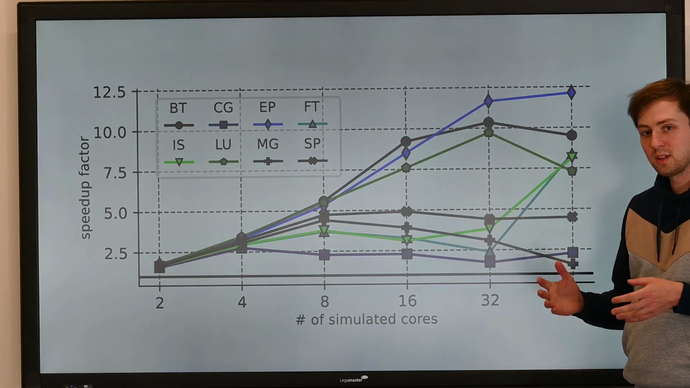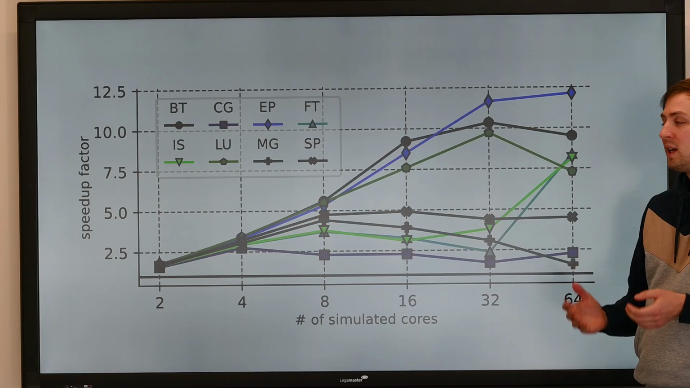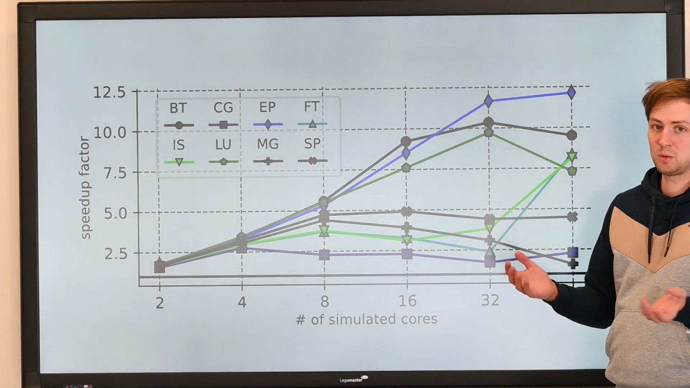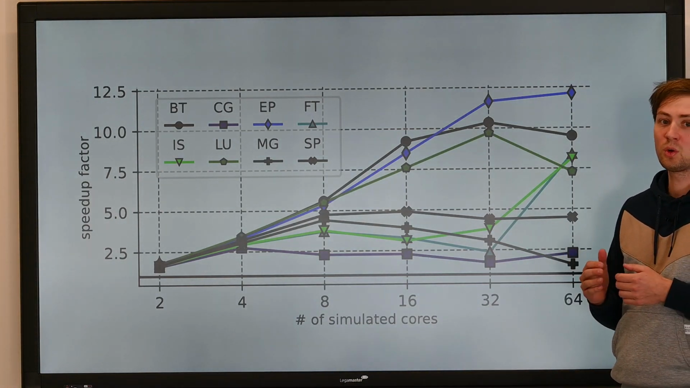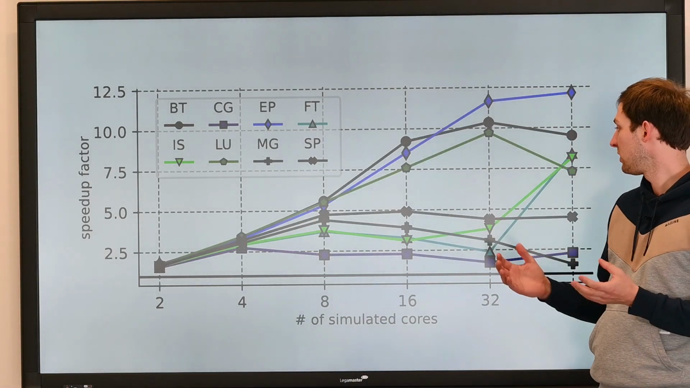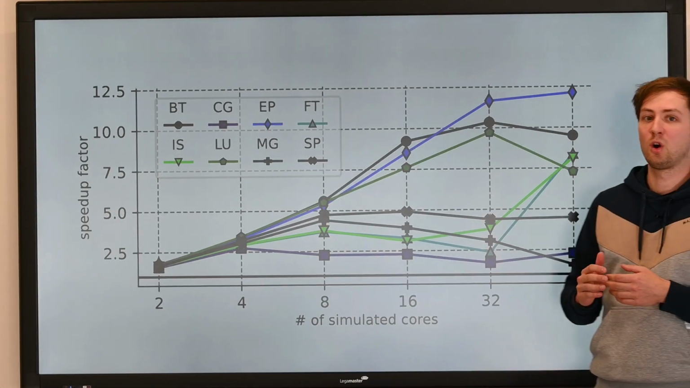So what we observe is that pretty much as in real life, benchmarks that have a huge inherent parallelism scale very well with par-gem5. Vice versa, if your benchmark does not have a huge inherent parallelism, or if there's a lot of core-to-core communication, or if it frequently accesses shared resources, your benchmark cannot exploit the full potential of par-gem5.